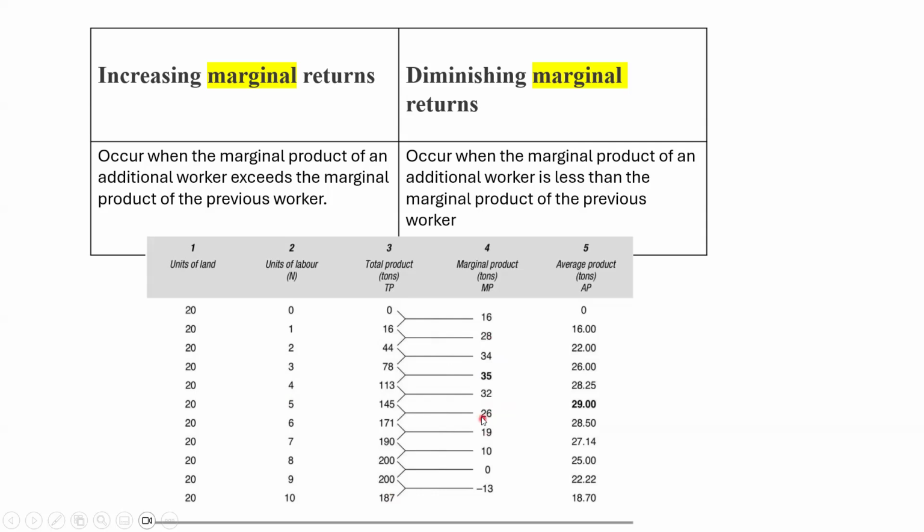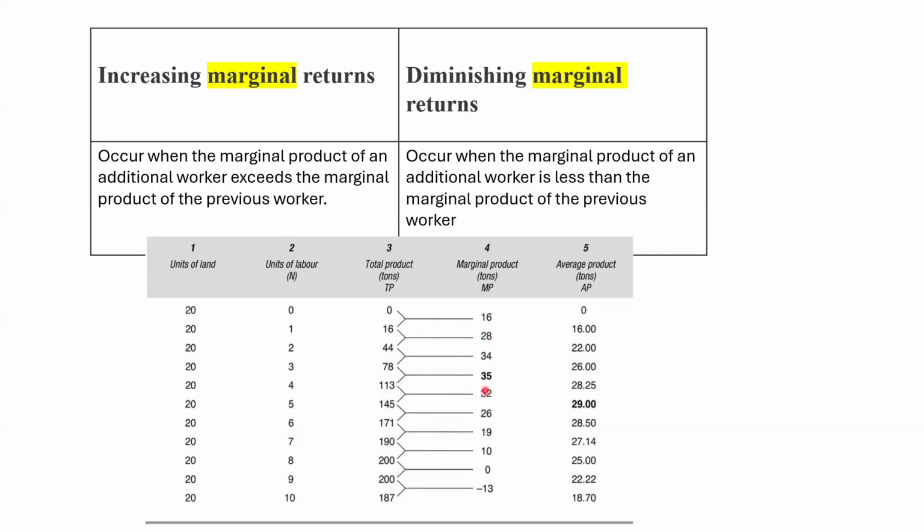So from here, we saw that at the beginning, we experience increasing marginal return, because as you're employing more workers, the extra units you get from that additional worker is greater than the marginal product of the previous worker, right? You can see that this worker produced 16, you added another worker, this worker produced 28, and so on. So here we're experiencing increasing marginal return, whereby the product of the additional worker is greater than the marginal product of the previous worker.